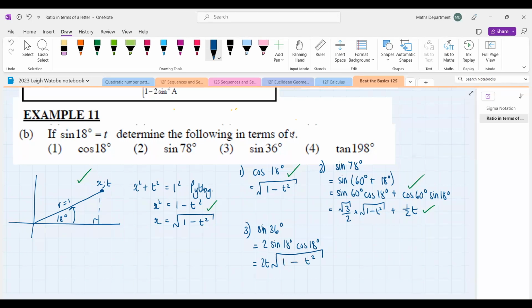Okay, so we would end up with that. So 2 sine 18 cos 18, we would need to expand our double angle and then go ahead and substitute in. All right, the last one, number 4.